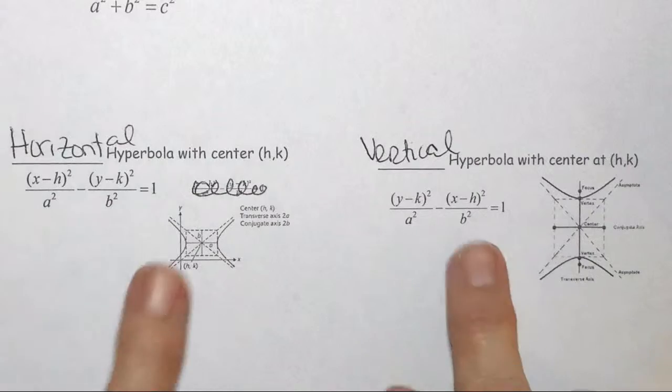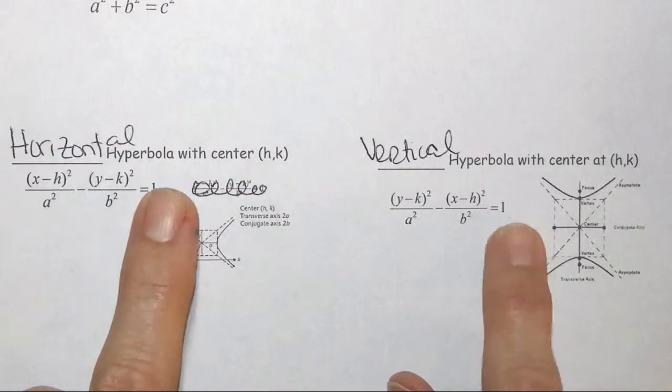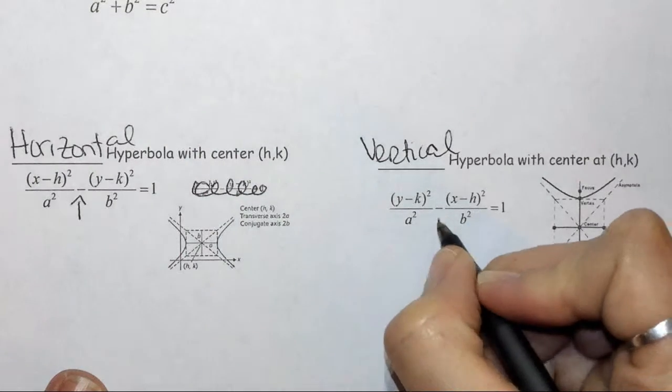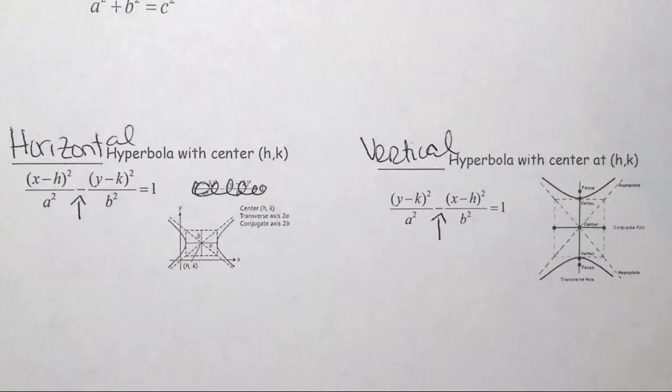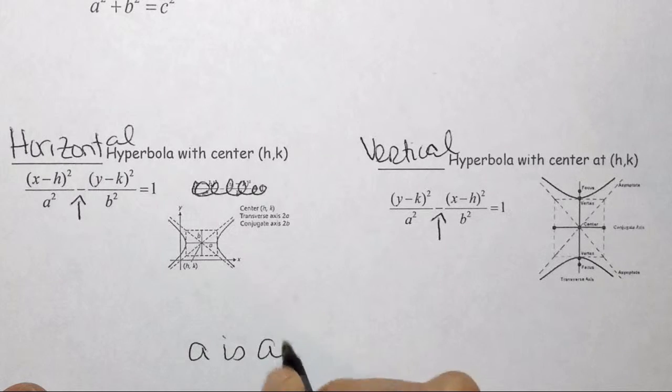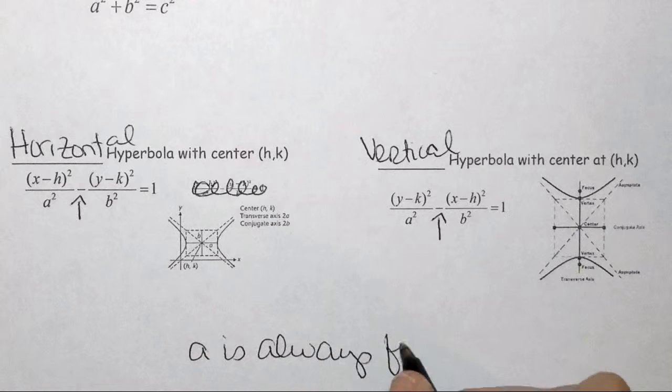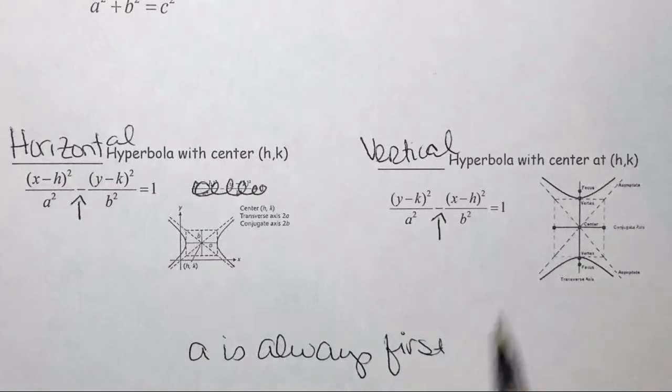And no matter what did we say? They're both going to equal 1. And the really important part is there's going to be a minus sign in the middle. They're both going to have a minus sign. And a is not the biggest. This is an ellipse. A is always what? It's always first. It's always going to be your first denominator. A is always first. It's not going to be the biggest anymore.